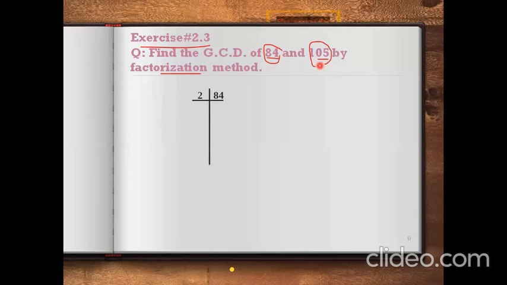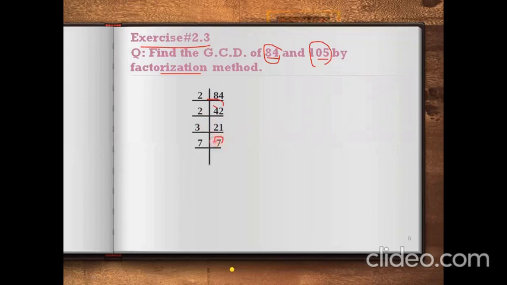So 84 can be divided by 2, so you will simply divide 84 by 2. 2 into 4 is 2, and 2 into 2 is 4. Now you will get 42 as a quotient, and 42 can again be divided by 2. So simply you will write 2 into 2 is 4 and 2 into 1 is 2. Now this 21 cannot be divided by 2. So we will move on to the next prime number, that is 3, and 3 into 7 is 21.